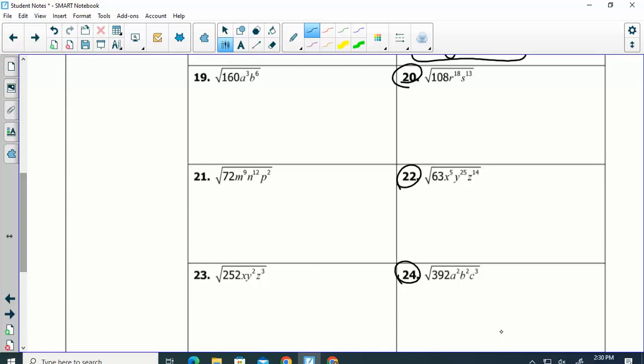You may not have gotten done, that's okay. On number 20, will we have any variables left? Yes, how do we know that? Odd powers will be left underneath. Okay, 108, how did you break that up? What did you say?